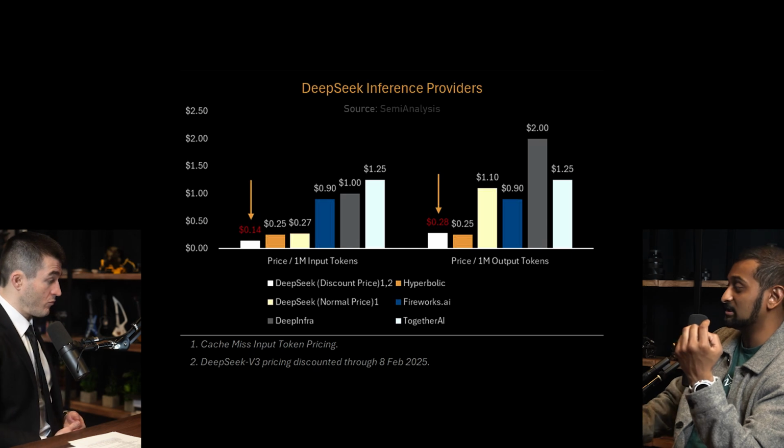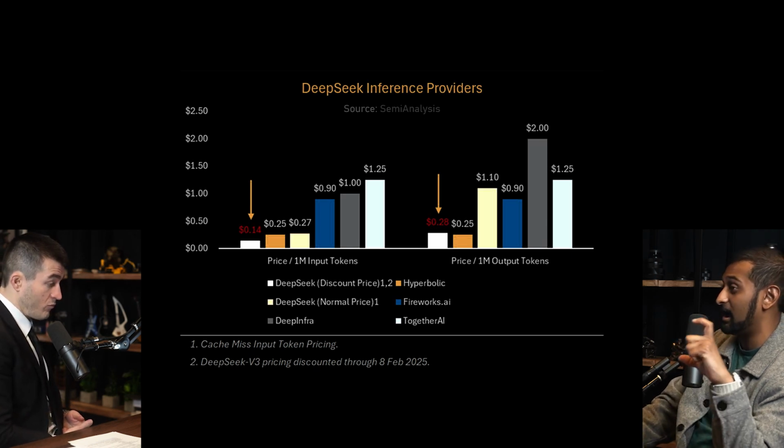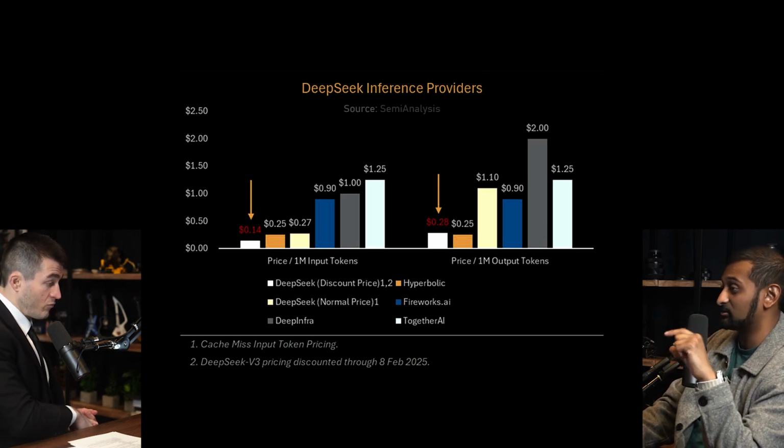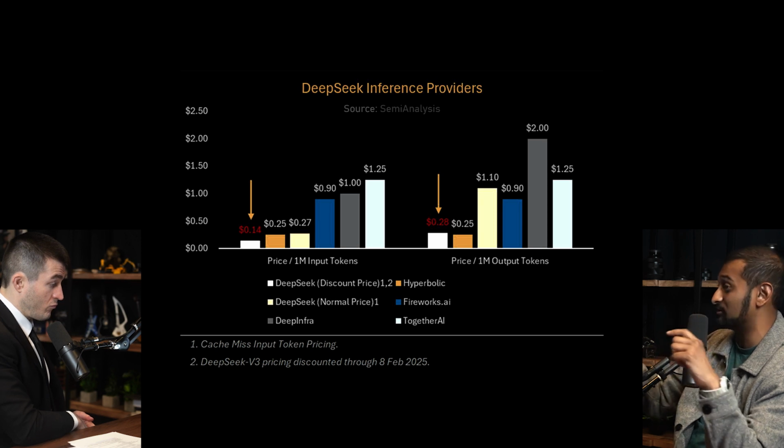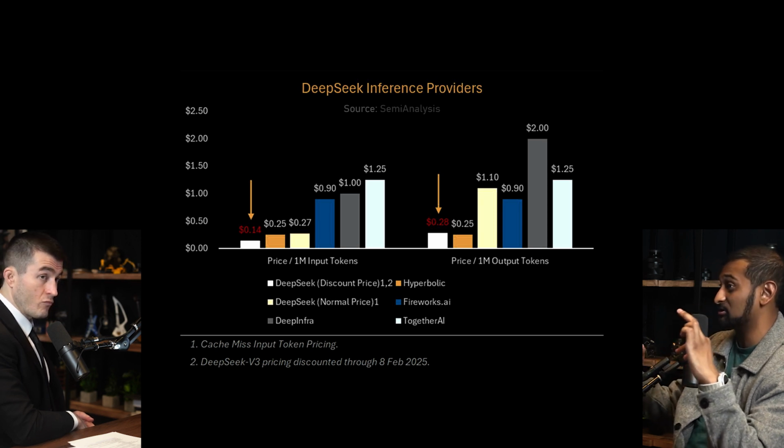I don't actually think so. And part of that is this chart, right? Look at all the other providers. Together AI and Fireworks AI are very high-end companies. Together AI is Tri Dao and the inventor of flash attention, which is a huge efficiency technique. They're very efficient, good companies.